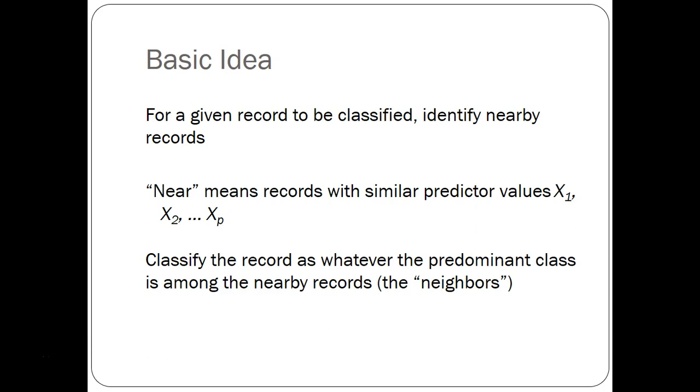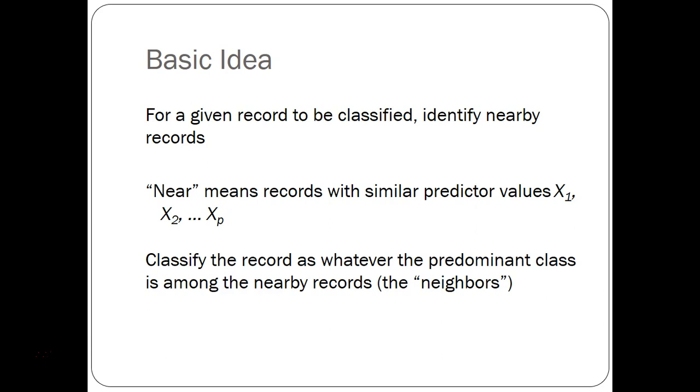And let's just say, for example, it's 3. So what we're going to do is look in our classified data set. We're going to look for the 3 records that are closest to each of the records that we want to classify, each of our new records. When we do that, we're going to determine what class the classified records are in, and the record to be classified is going to take on that particular attribute, depending on which one it's closest to. So near means records with similar predictive values. Those would be x1, x2, xp. And then we're going to classify the record as whatever the predominant class is amongst the nearby records.